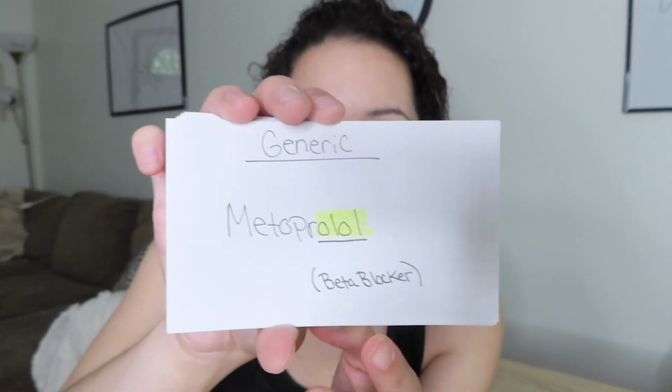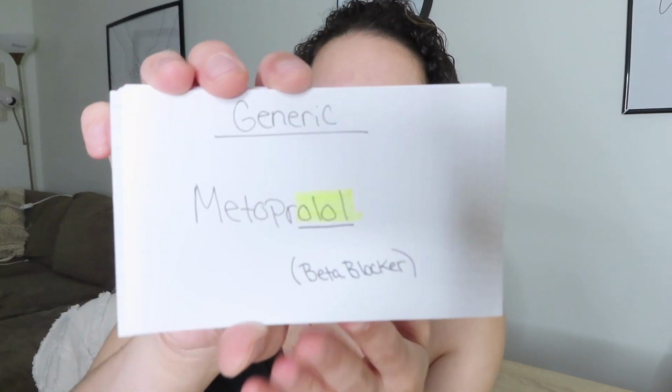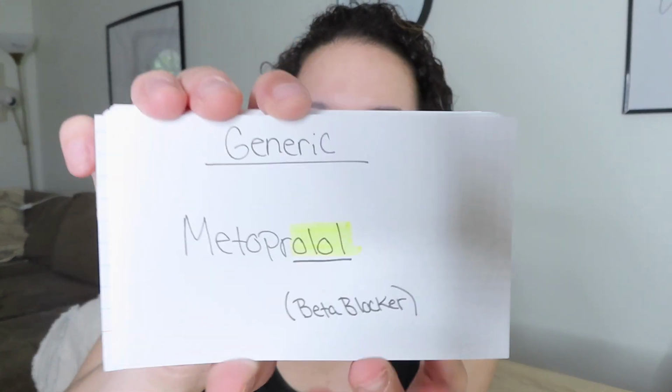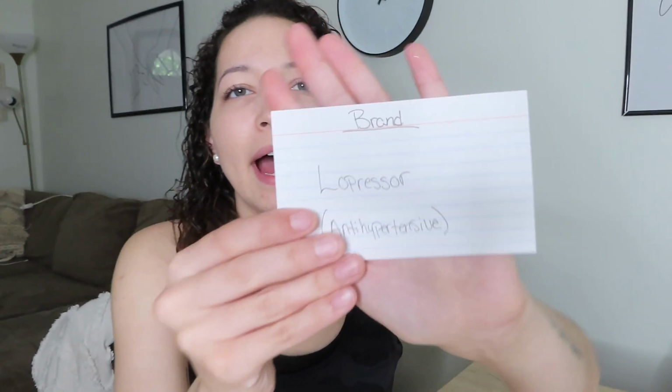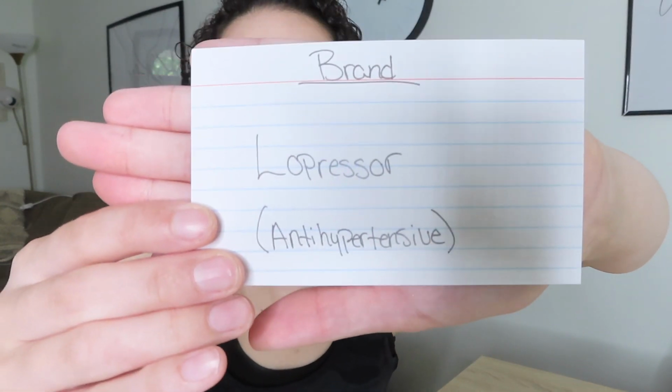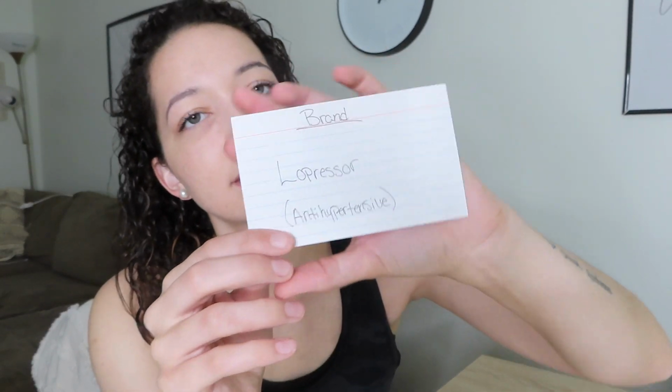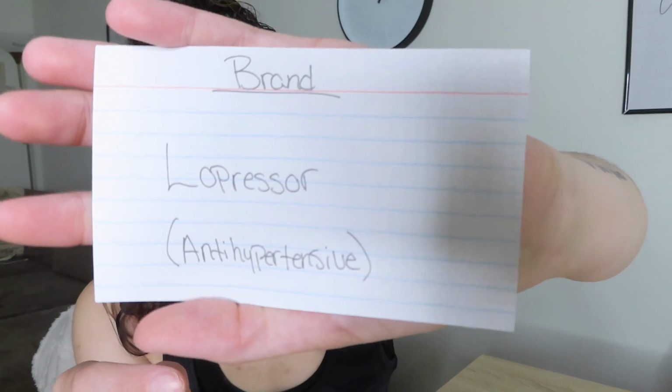So it's a beta blocker, metoprolol, and then I would highlight the ending that would remind me of what it is. I would highlight and remember olols are beta blockers. So I have generic on this side, and on the other side it has the brand, Lopressor, and then it says it's an anti-hypertensive.